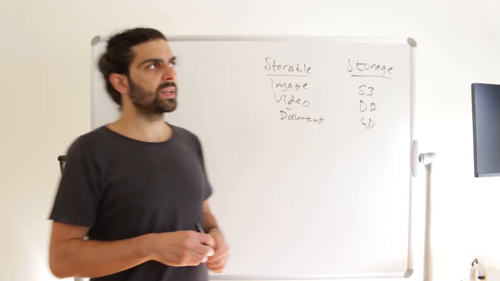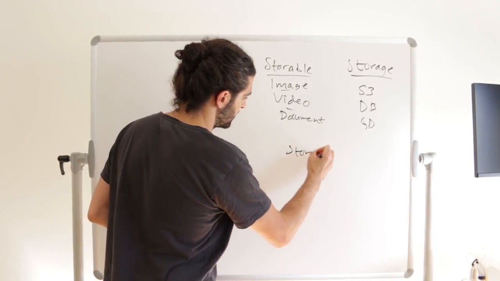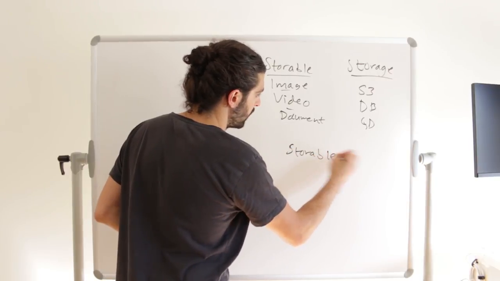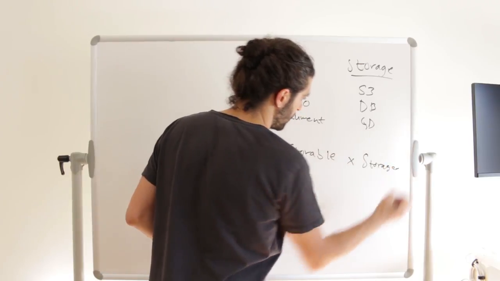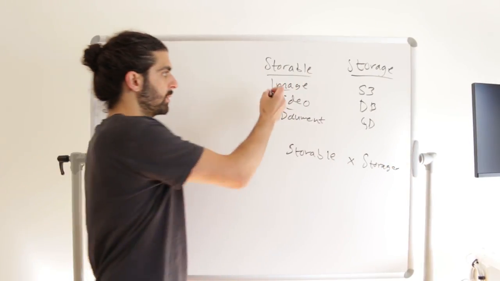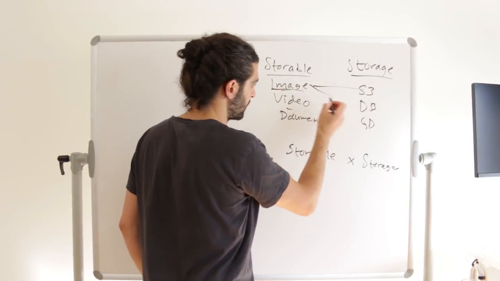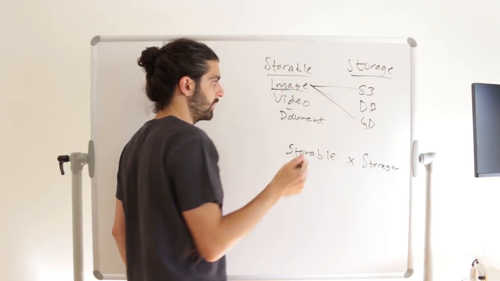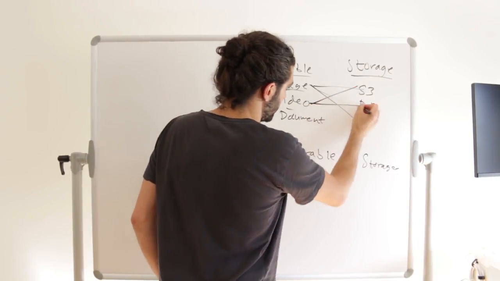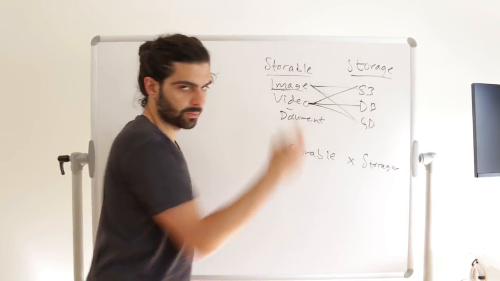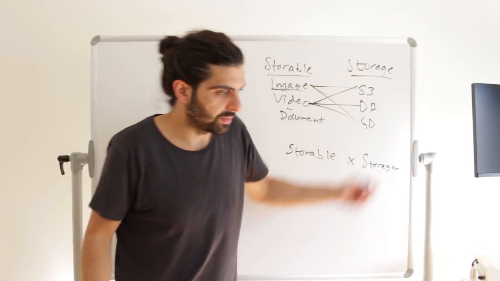And again, I'm expressing this as if it's sort of a Cartesian product scenario, where you have all the storables times all of the storages, right? So you can upload an image to S3, but you can also upload it to Dropbox, and to Google Drive. You can upload a video to S3 and then to Dropbox and then to Google Drive and so forth. It's a many-to-many.